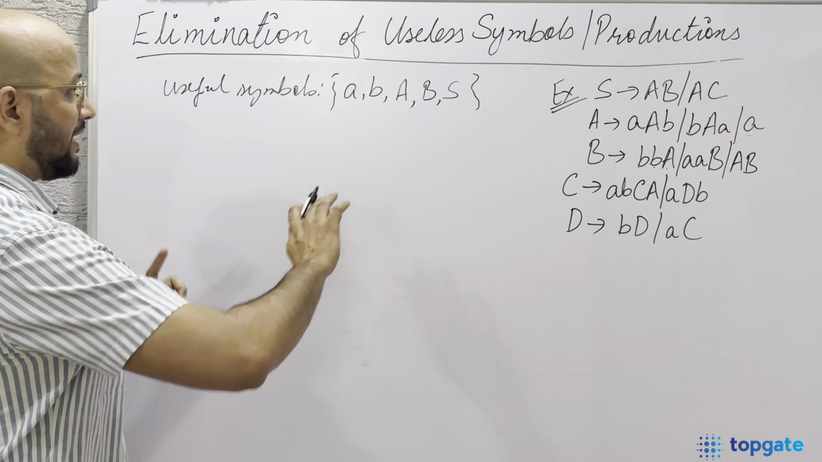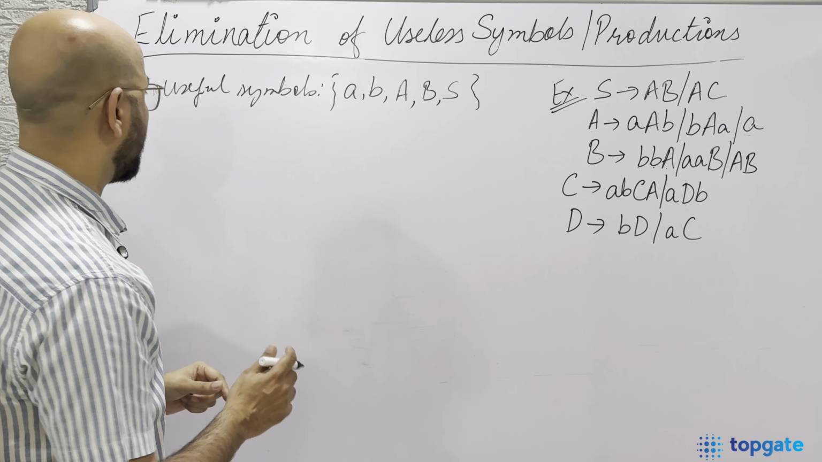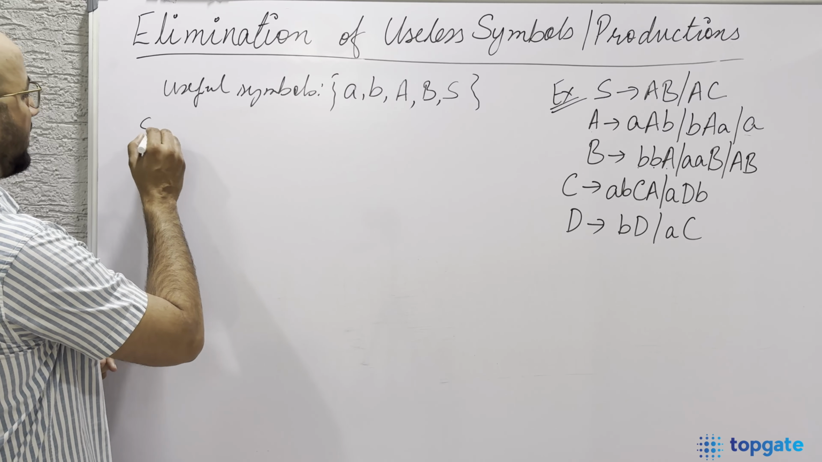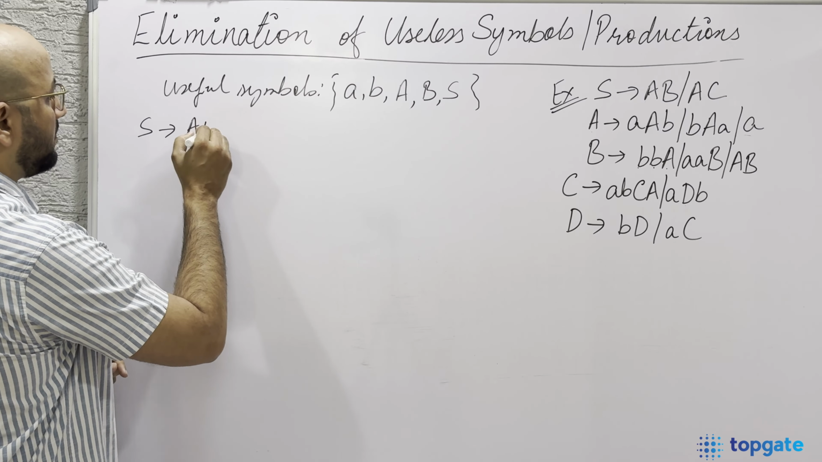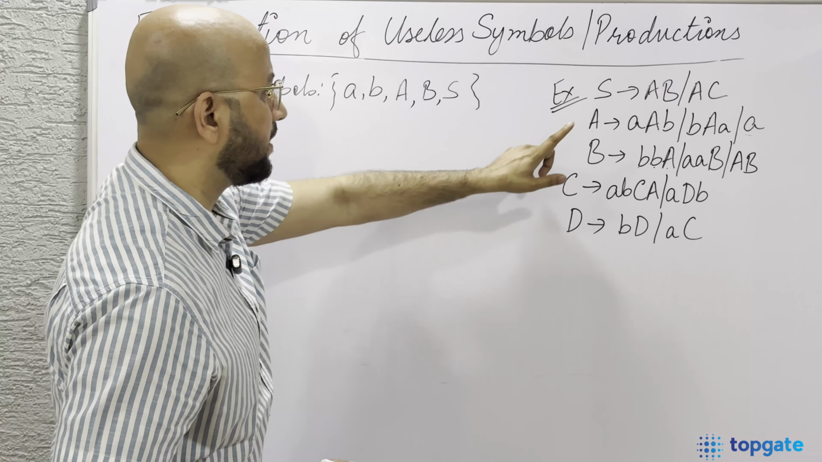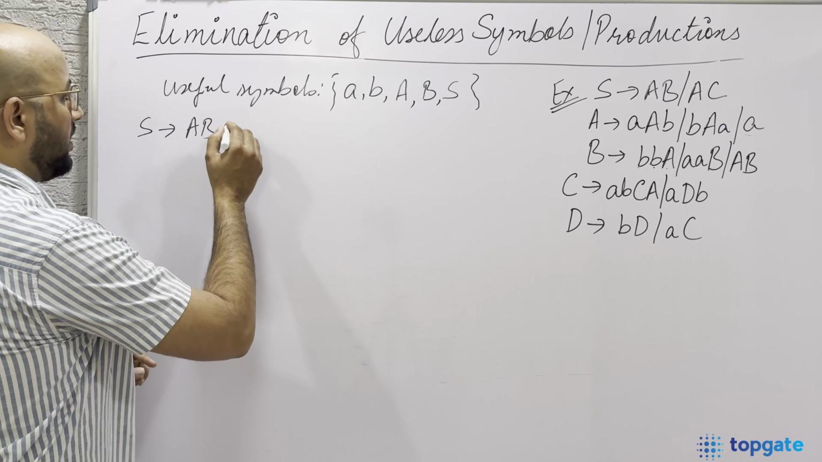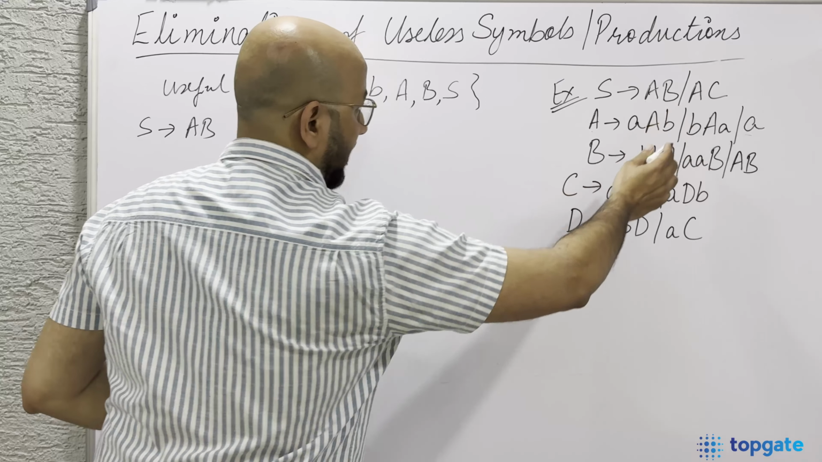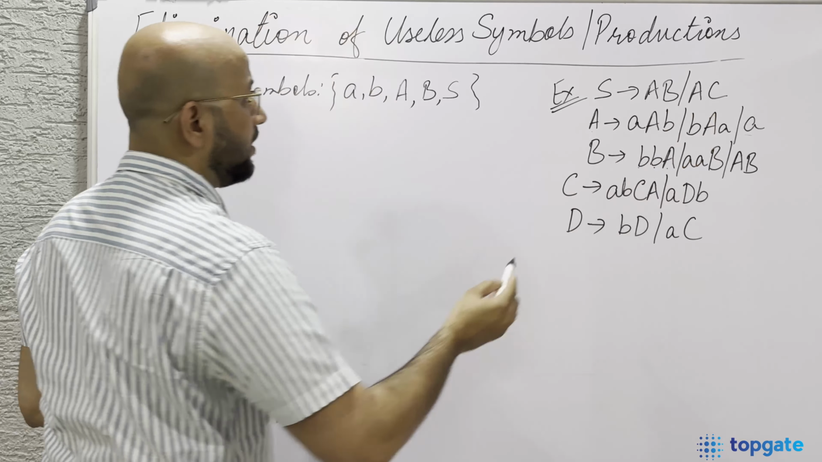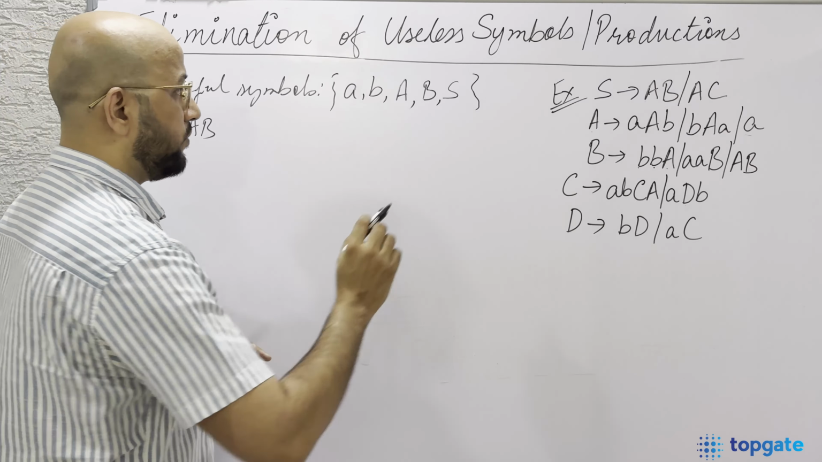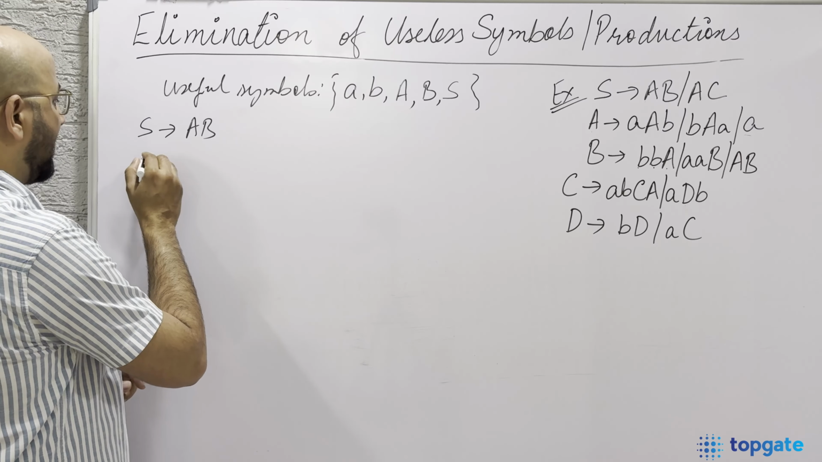Clear? So after eliminating all these useless symbols and productions, first of all, we have S tends to AB, because in this one I'm not getting C and D, so AB will be there, but this AC will be eliminated. Why? Because this C is actually a useless symbol. Clear? So this one has to be eliminated. Now let's move on to the next one.